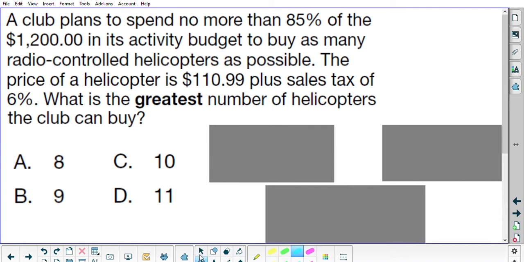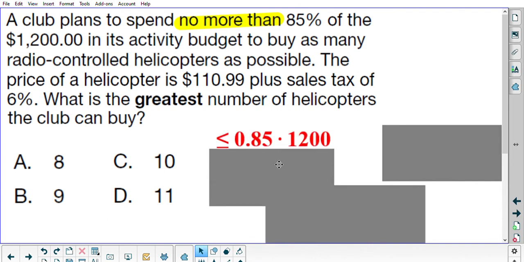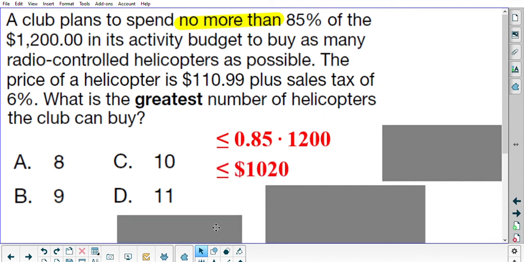All right, first thing you should notice is that it said the phrase no more than, which is an inequality symbol. No more than means it can't be more than, which means it could be less than or equal to. Now, less than or equal to what? 85% of the 1,200. So 85% is 0.85, or 85 over 100, of the 1,200. So that's going to be 0.85 times 1,200. If you use your calculator, that means they want to spend less than or equal to, which means no more than, $1,020 for all these radio-controlled helicopters.